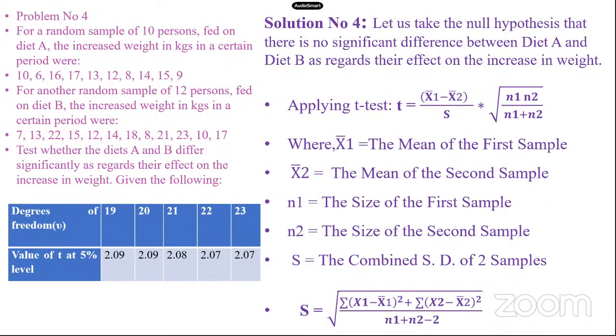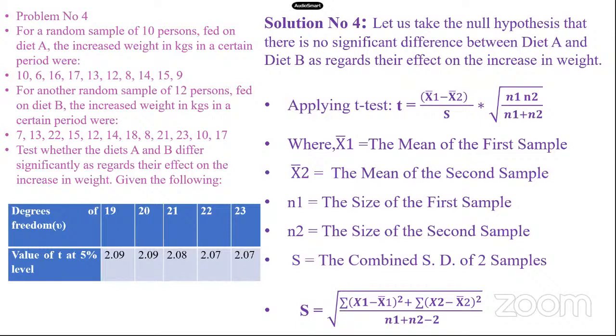Now solution of the problem number 4. Again, put the null hypothesis same as earlier. Let us take the null hypothesis that there is no significant difference between diet A and diet B as regards their effect on the increase in weight. डाएट ए आणि डाएट बी मध्ये कुठलाही लक्षात घेण्यासारखा फरक नाही की ज्याच्यामुळे वजन लोकांचं वाढेल. फरक नाहीये. वाढलं नाही वाढलं फरक नाही, सारखे.